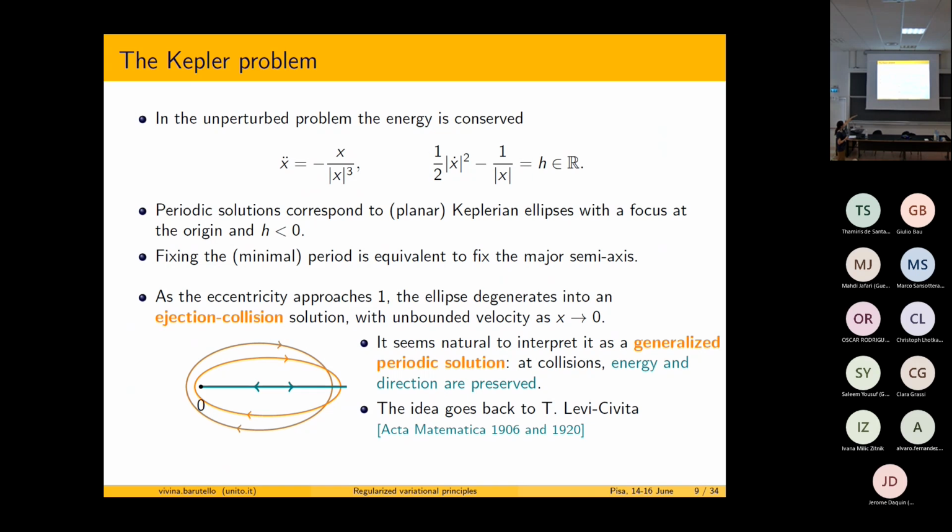This family of ellipses, as the eccentricity approaches 1, converges to the ejection collision solution. And I would like to observe that this more or less green solution has the particularity that you can imagine extending it to a periodic solution with constant energy. So this solution goes into the origin and then goes back with the same energy and with the same direction.